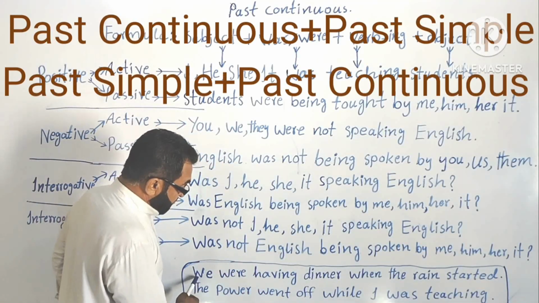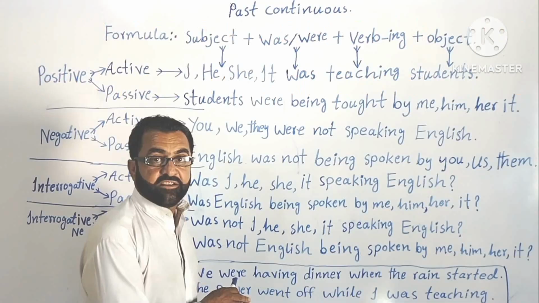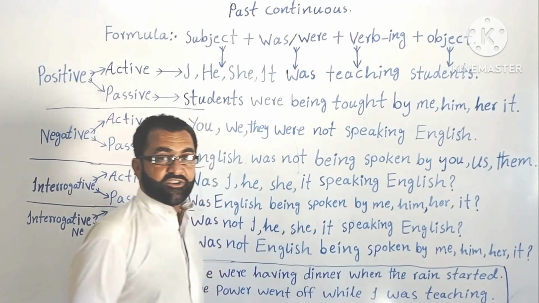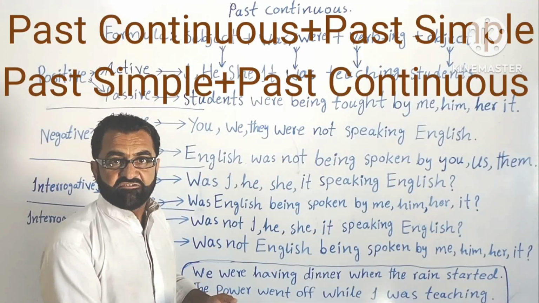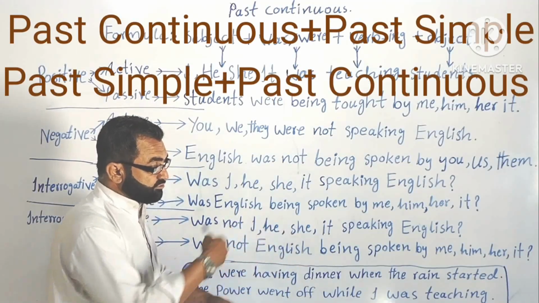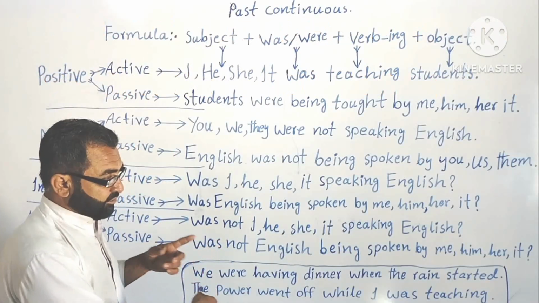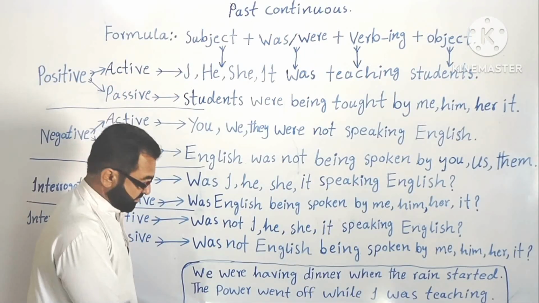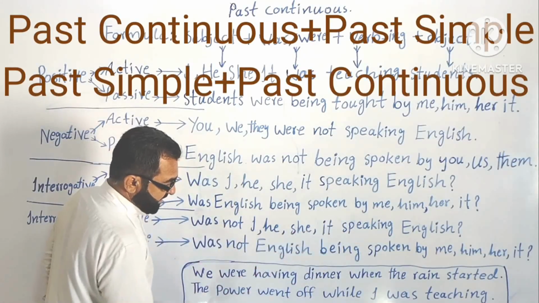Look at the first example. We were having dinner. Now it's past continuous. When the rain started. Now it's past simple. We were having dinner, past continuous. When the rain started, past simple. Understood? But sometimes you can interchange these parts of the sentence. I mean, you can make them vice versa. Means past simple can also come at the beginning of the sentence. And this part also can go there, and that part can come here also.